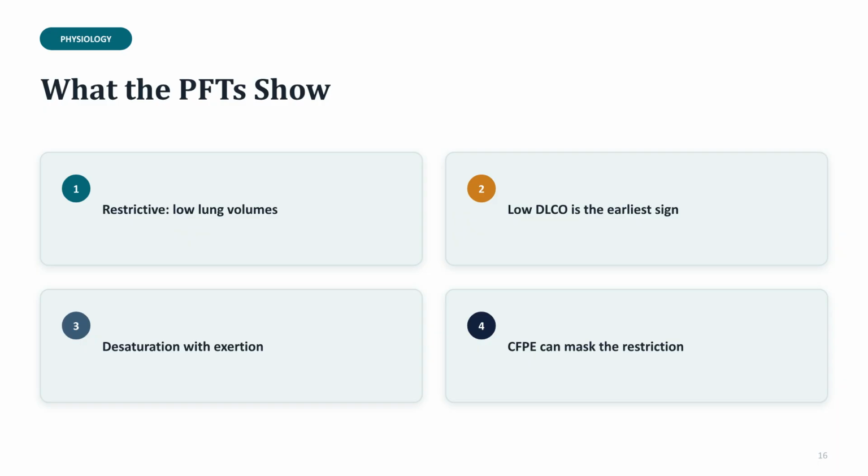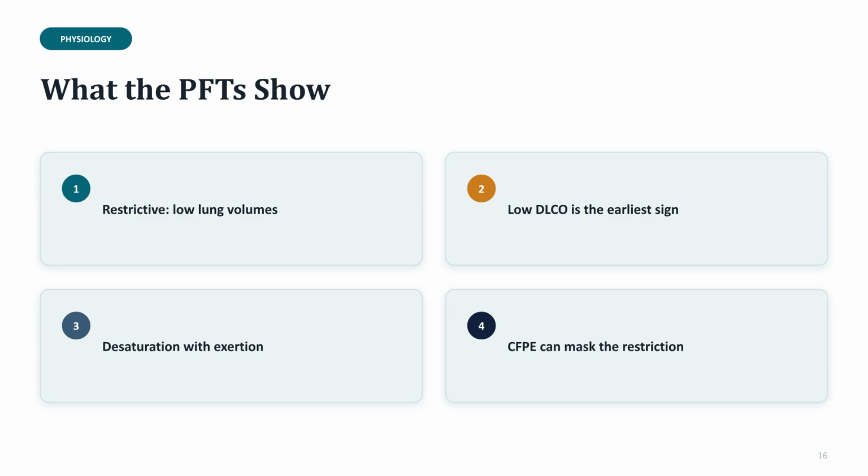Pulmonary function testing confirms the physiology. Interstitial disease is restrictive. The lungs are stiff, so the volumes are low, but the earliest and most sensitive change is a fall in the diffusing capacity, the DLCO, because the thickened barrier blocks gas transfer before volumes drop. Expect desaturation with exercise. 1 trap, when fibrosis and emphysema coexist, called CPFE, the volumes can look deceptively normal while the DLCO collapses.